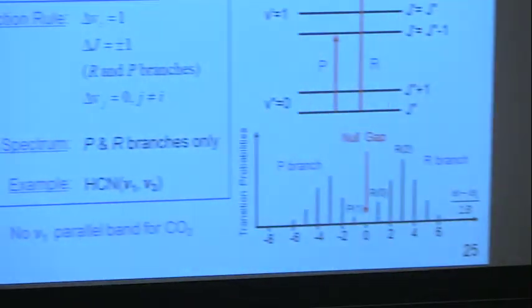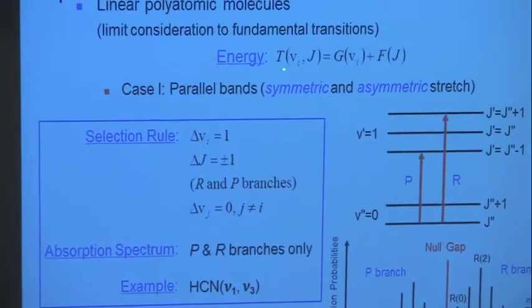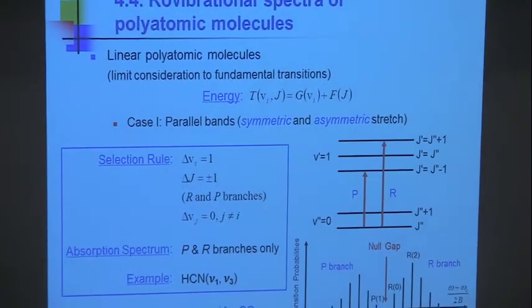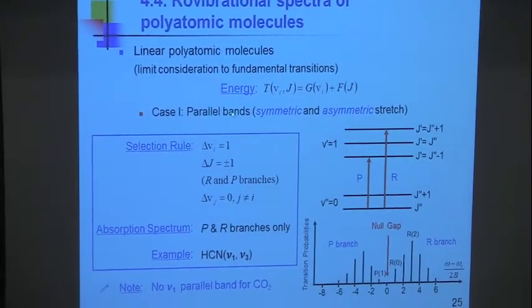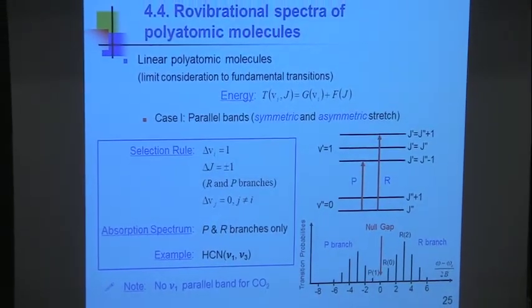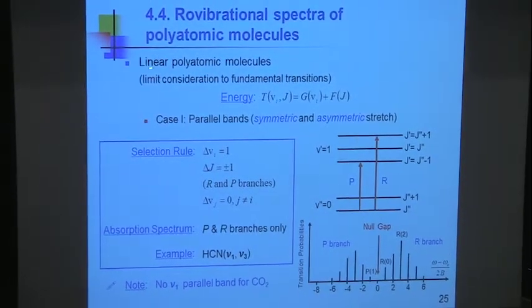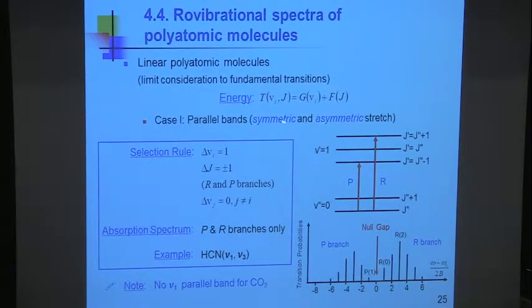Okay, so linear polyatomic molecules, the easy case. Remember, the energy is T, the sum of G and F. Now we have to go into the two cases. We've got parallel, and we're going to have perpendicular. This is now the linear molecule, parallel bands, that's along the a-axis, of which there are two motions, symmetric and asymmetric. Selection rules: delta v is 1, delta J plus or minus 1. Everything is just like we've had before. Nothing's changed. So the parallel bands are just like a diatomic molecule.